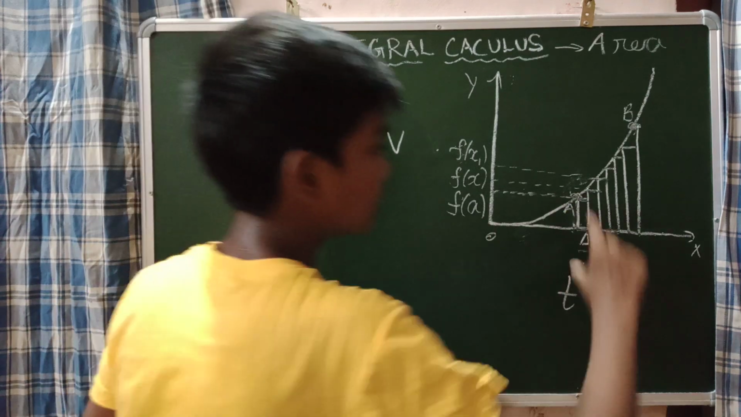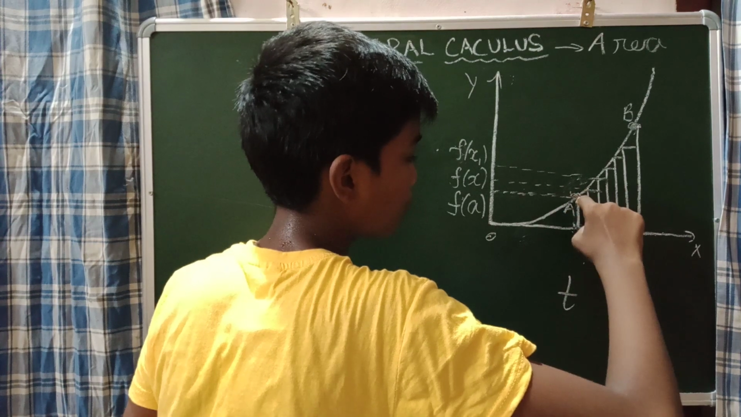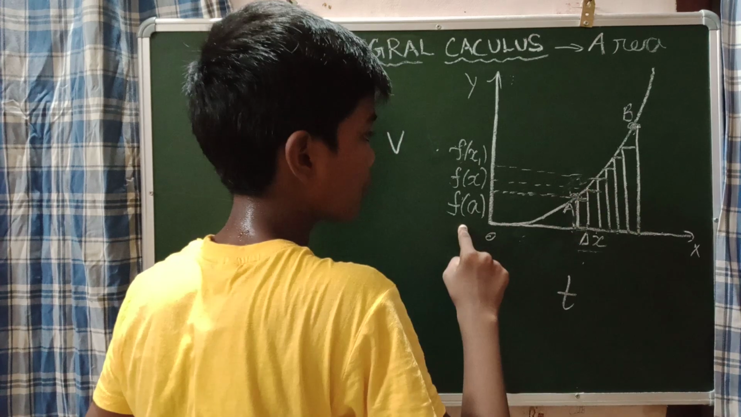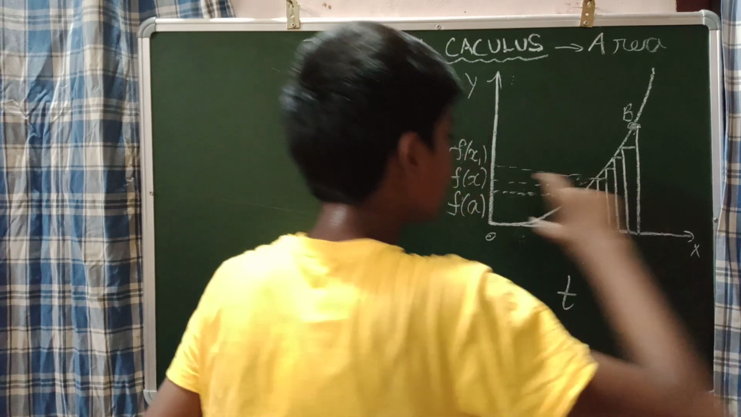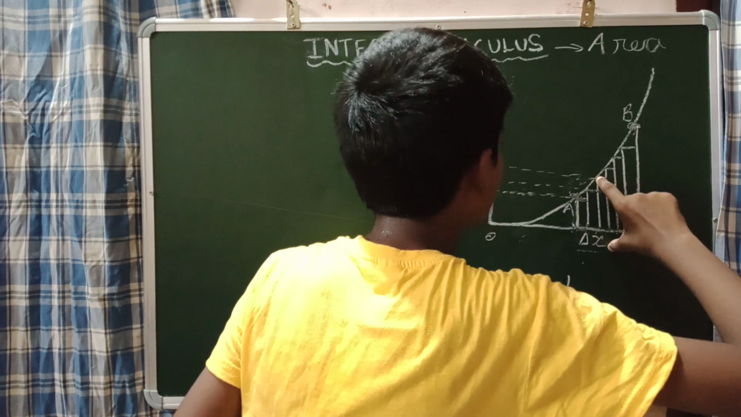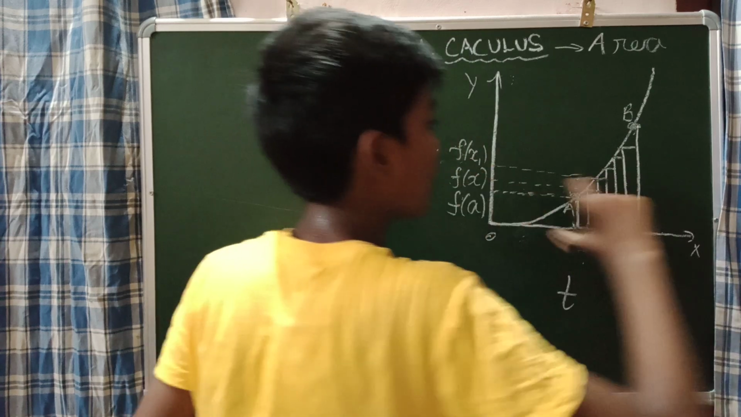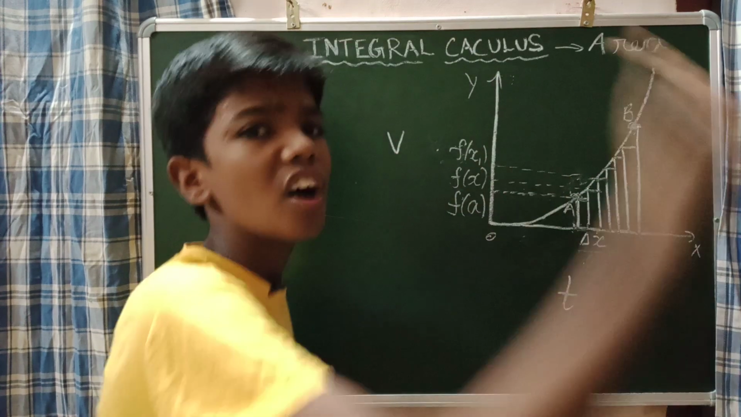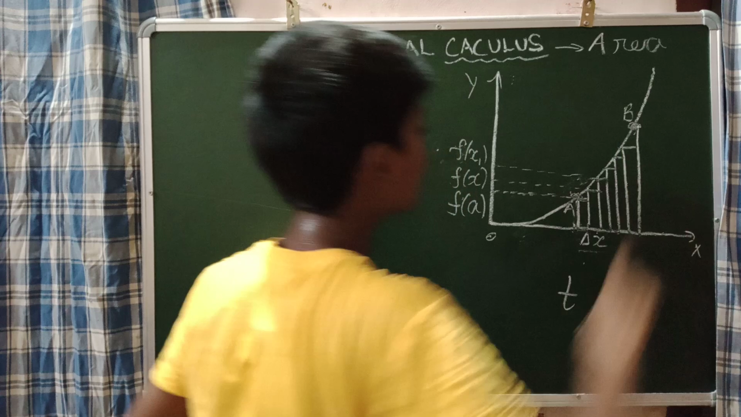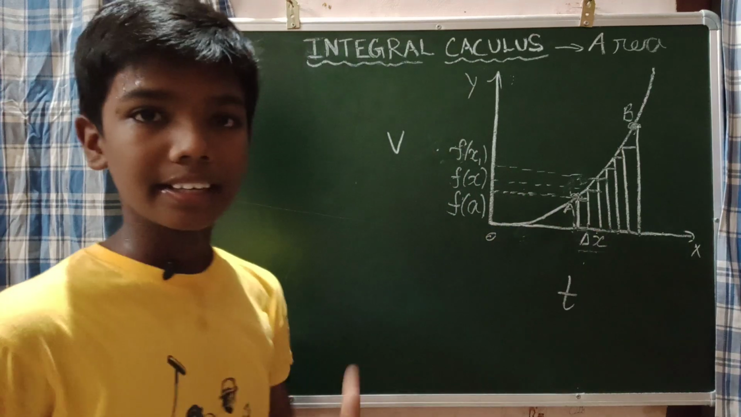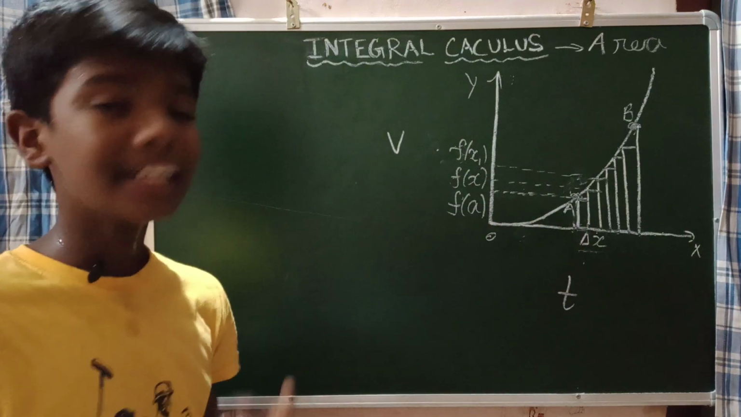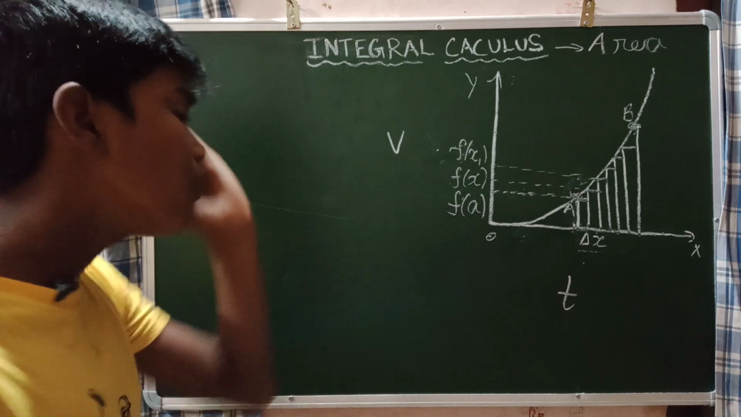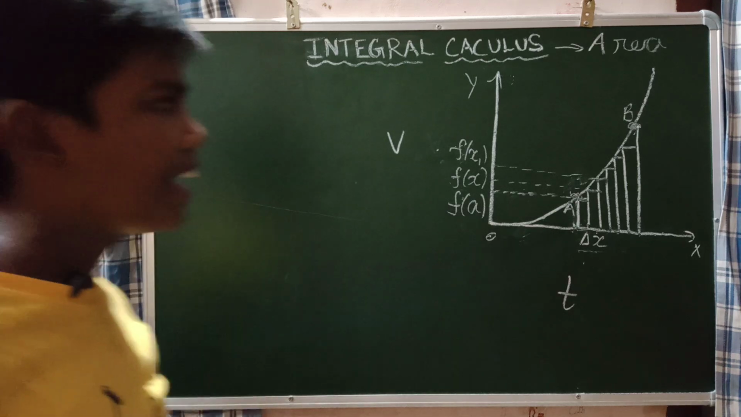What I did is, the length of the first strip is f of a, the length of the second strip is f of x, the length of the third strip is f of x1, the length of the fourth strip will be f of x2, and the length of the fifth strip will be f of x3. Like that, remember. Now you can easily find the area.